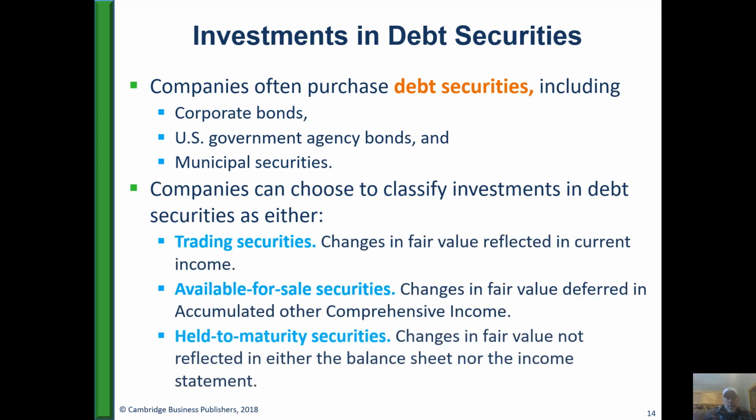Okay, so investments in debt securities are similar, only we do maintain the classification of trading securities, available for sale securities, and held to maturity securities. You'll see there that for trading securities, we have the change in fair value reflected in current income, just like we talked about with equity securities. Available for sale securities, we will put those fluctuations in accumulated other comprehensive income.